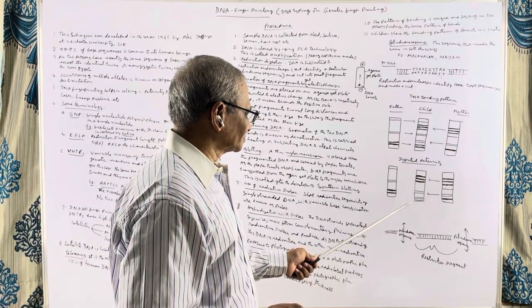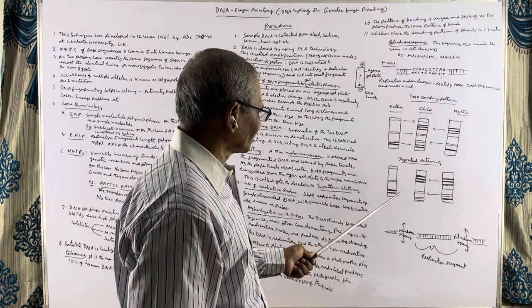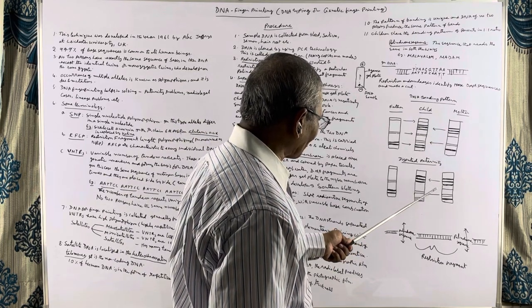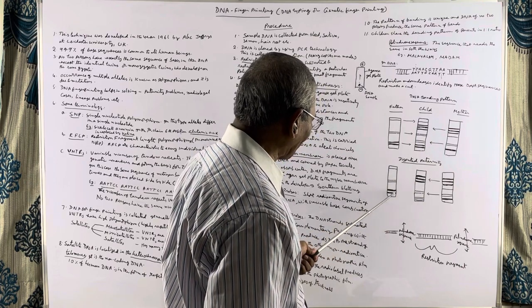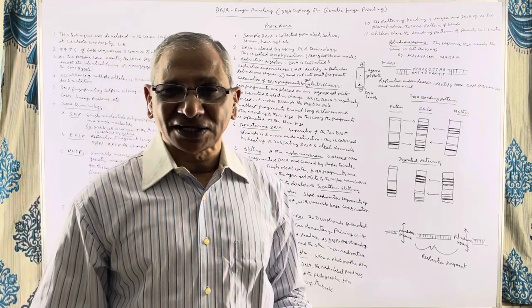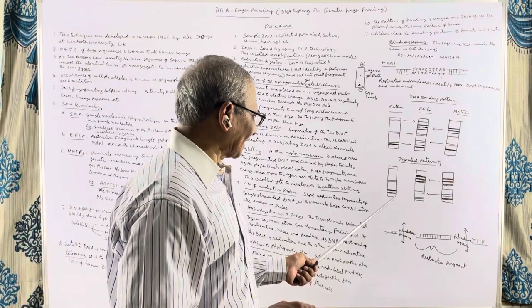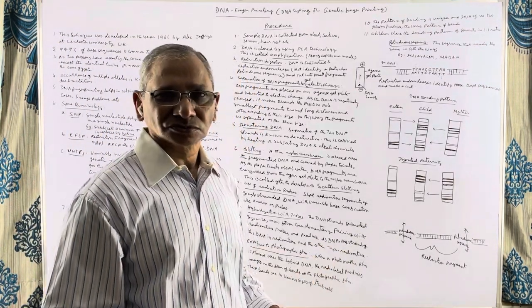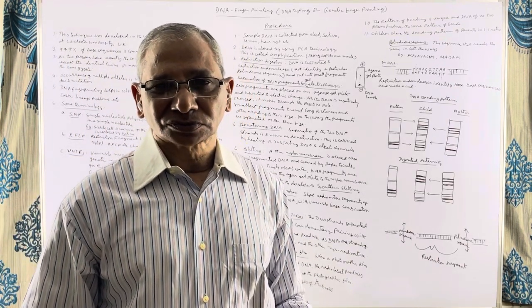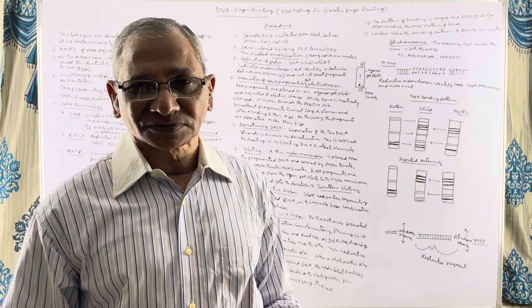Now let us come to this. Same parents, child, father, mother, here are similar. But in the child, we see only the banding pattern of the mother. Father's banding pattern is not seen here. It means the child did not inherit the DNA from father. So, he cannot be the father of the child. In this way, paternal disputes can be resolved by using DNA fingerprinting technology.